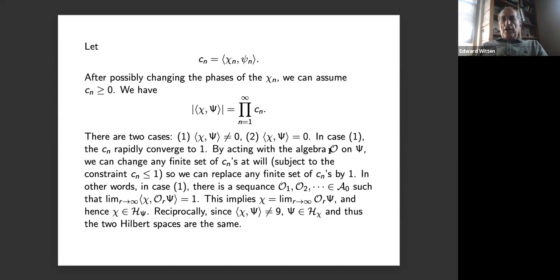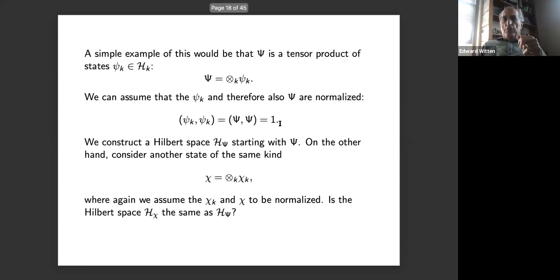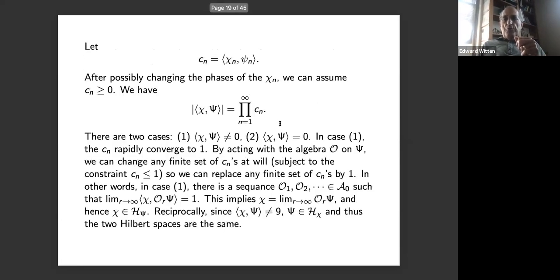Now, by acting with the algebra O on psi, we can change any set of C_n's at will, because we can do anything we want to finitely many of the states. Because our algebra consisted of polynomials in the p's and x's, well, polynomials in p's and x's make an algebra that's big enough to do whatever you want on one factor of the Hilbert space, and even on any finite set of factors. But you can't do whatever you want on infinitely many factors. So our algebra is big enough that we can change chi_n for finitely many n however we want.